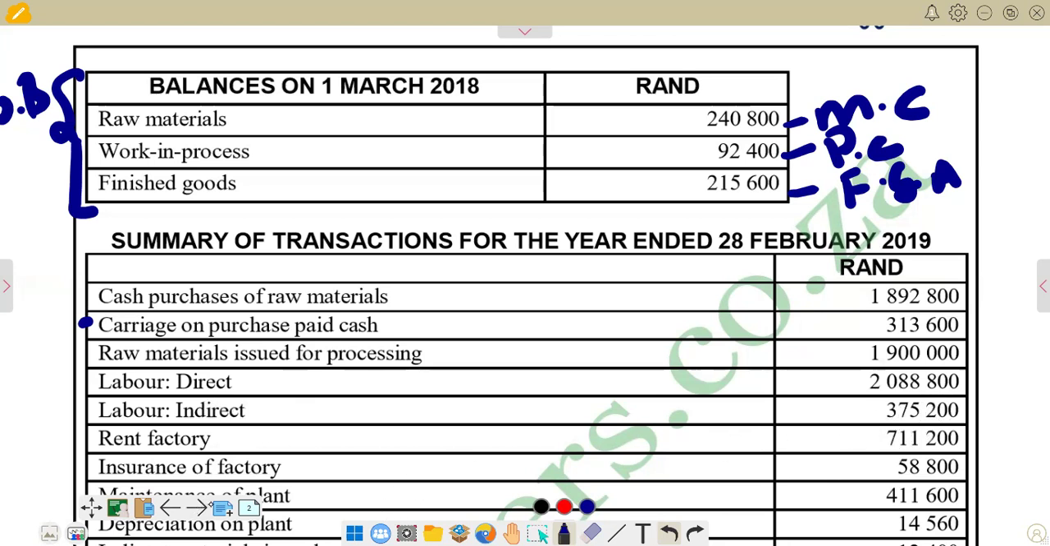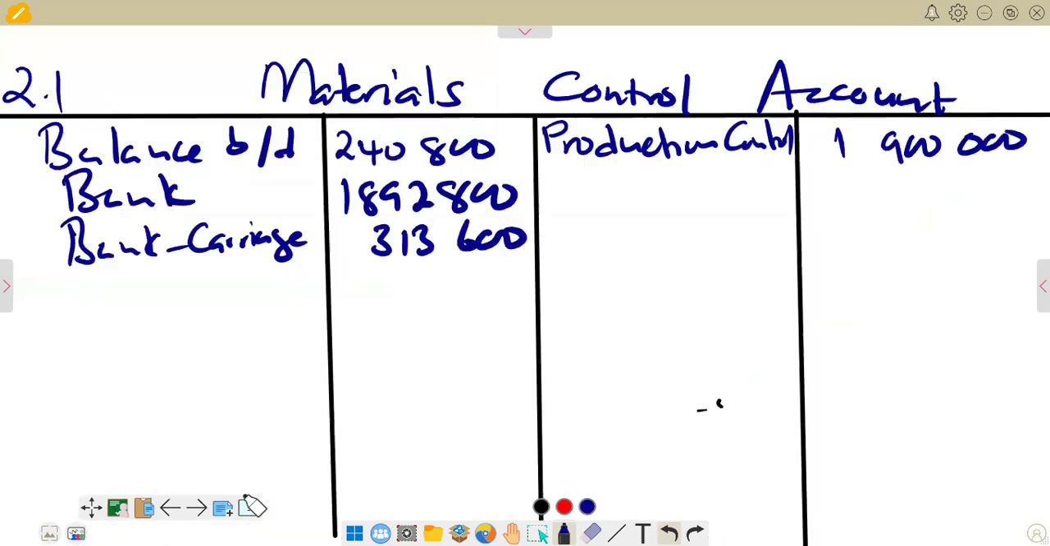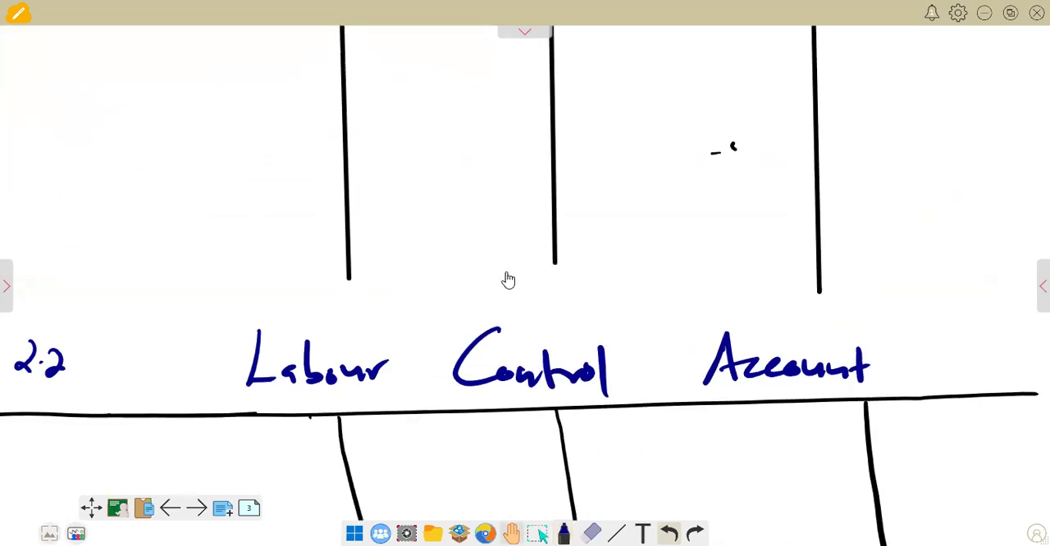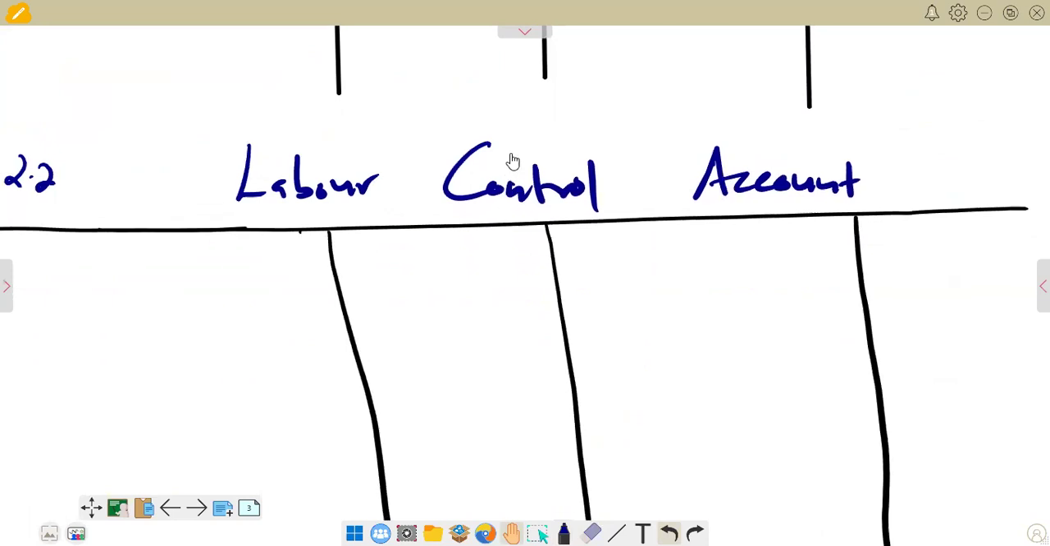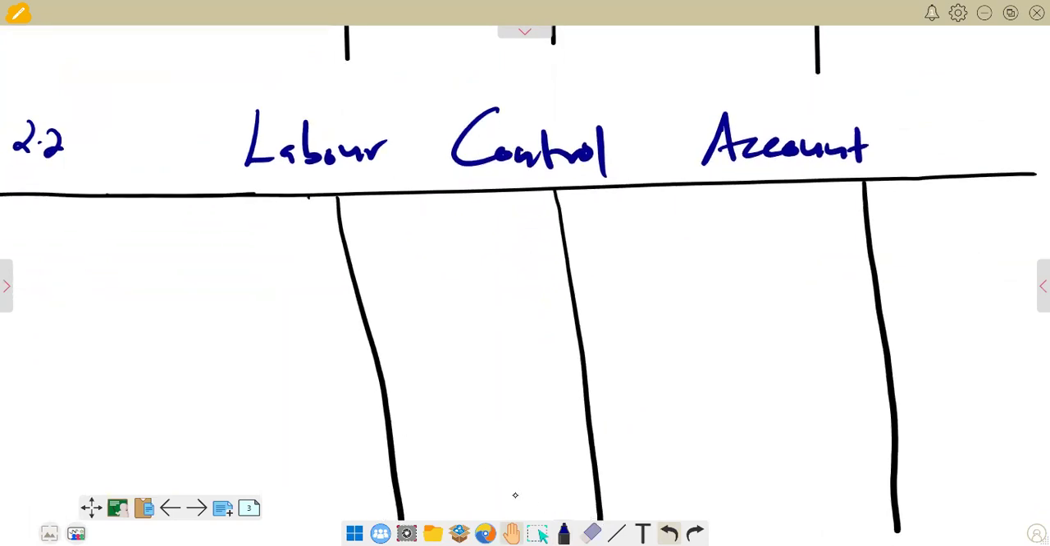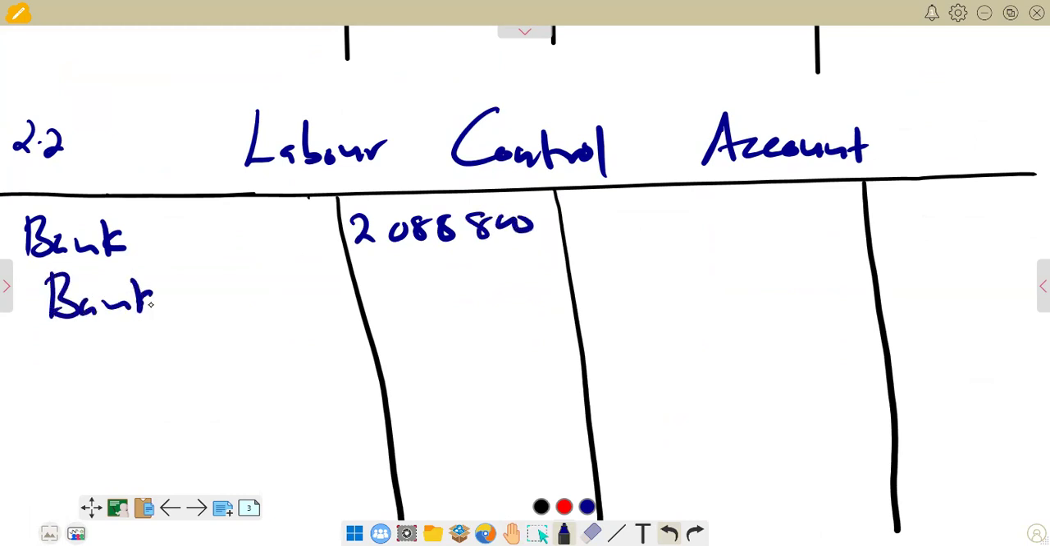So come here and look for our labor account. Our labor account is here. So what does it mean? We go to the debit side and say bank on the first part of labor, which is direct, 2,088,800. And we also have another labor, which is indirect, which is 375,000.